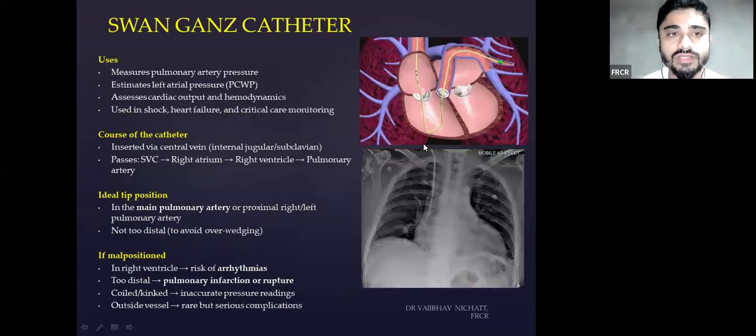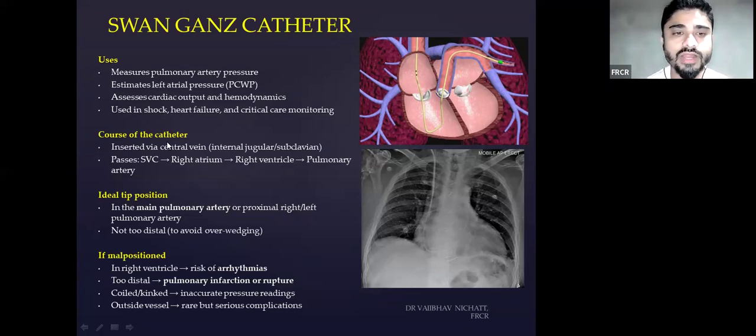Now coming to the second catheter, which is Swan-Ganz catheter. Basically, the most important use is to measure pulmonary artery pressure. Also, it is used to estimate the left atrial pressure, which is an indirect indicator of pulmonary artery pressure. Then it assesses cardiac output and hemodynamics, also used in shocks, heart failures, and critical care monitoring.